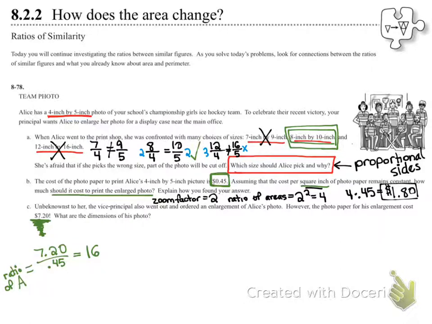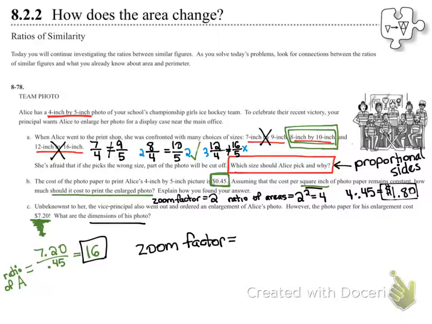Okay, so that means the zoom factor, we need that because we want to actually figure out what the dimensions are. So we don't need how much bigger the area is, we need how much bigger the side lengths are. So to get the zoom factor, what could I do to the ratio of the areas? That's what we want to think about. So go ahead and think about that for a second. What do I do to the ratio of the areas to get that zoom factor?